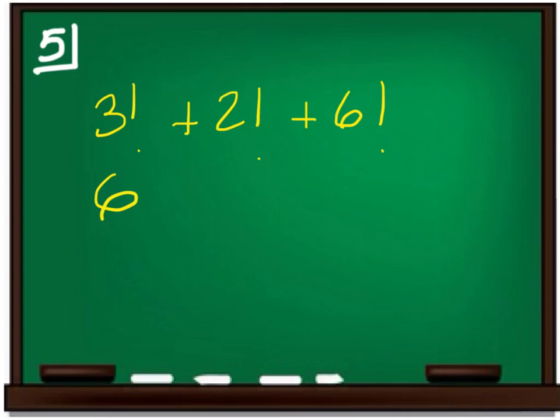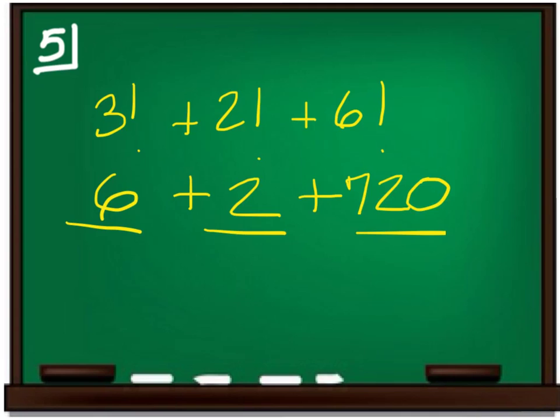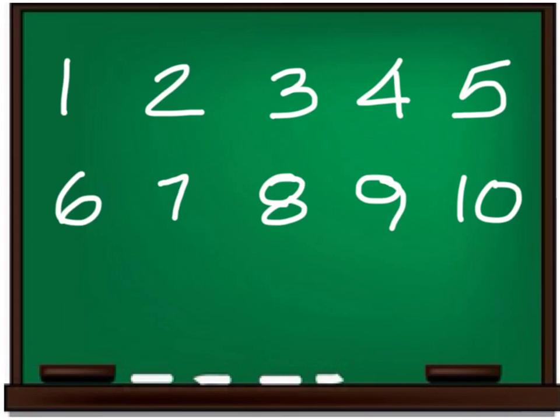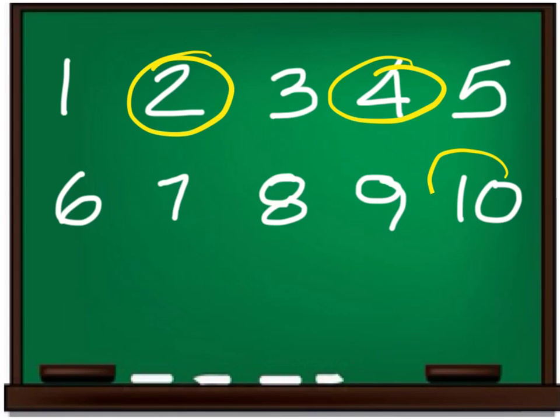Three factorial is 6, 2 factorial is 2, and 6 factorial is 720. So you add these three together and come up with 728. The winning numbers are 2, 4, and 10.